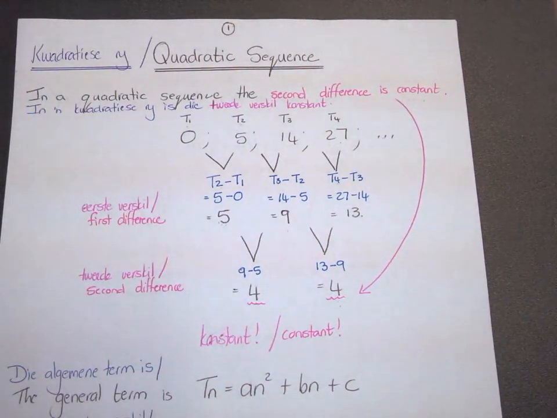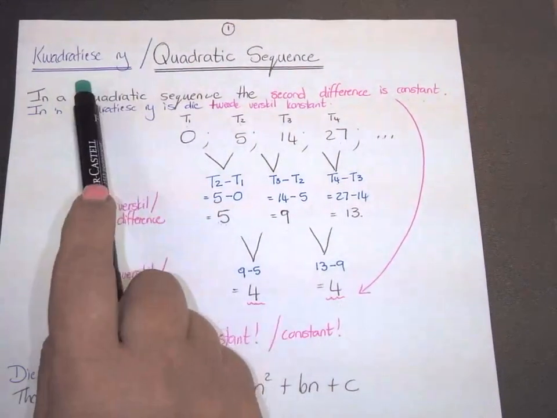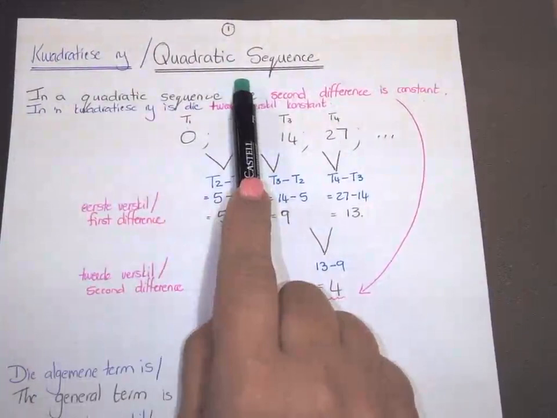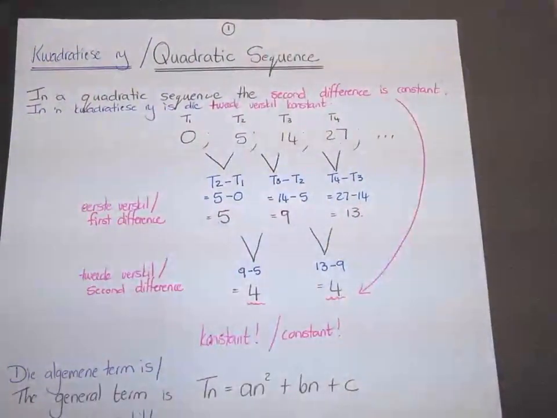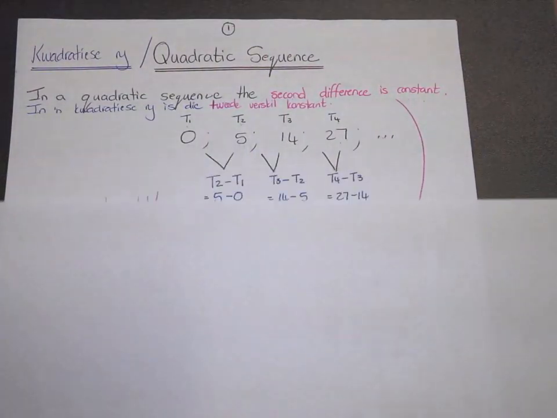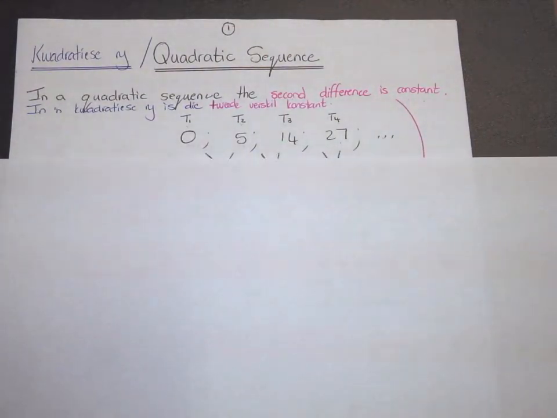of grade 11 work. We're going to start with the quadratic sequence. These notes are not in your notes, so you have to take some notes. In a quadratic sequence, the second difference is constant. I'll explain what that means.